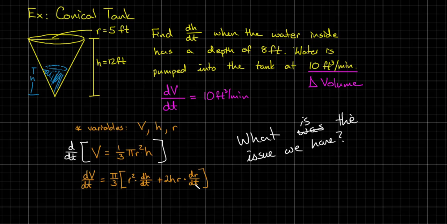We don't know the radius at any point. There's issues here. We don't have anything to plug in for dr/dt. We don't have anything to plug in for r because we're trying to find the radius here, and we don't have it yet.